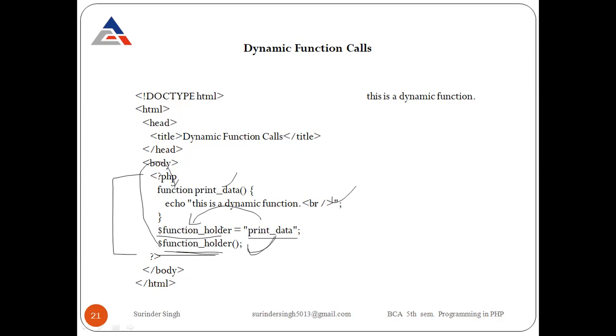We have created a variable named function holder and assigned a function name as a string to it. Clear? And we are executing it, treating it the same as a function. We are writing this function variable name like function holder, round bracket, semicolon, and this will transfer the control to the function definition. Clear? This is the concept of dynamic function calls. All this processing will be done at runtime. Okay, all this binding will be done at runtime.